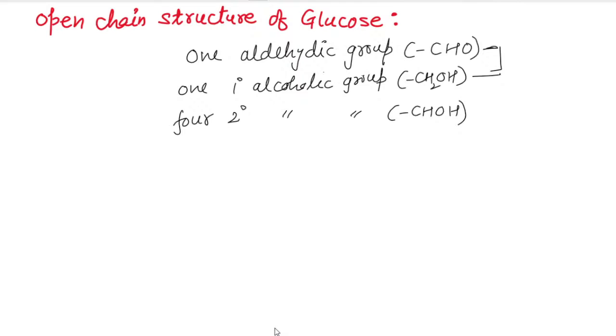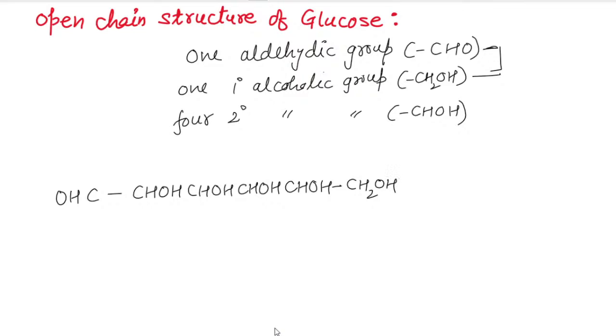So the open chain structure is considered to be CHO, then CHOH, again CHOH, CHOH, CHOH, and at the end CH2OH, right? So in the molecule of glucose, see, this is a chiral carbon, this one is also a chiral carbon, again chiral carbon, chiral carbon. Okay, so there are 4 chiral carbons.